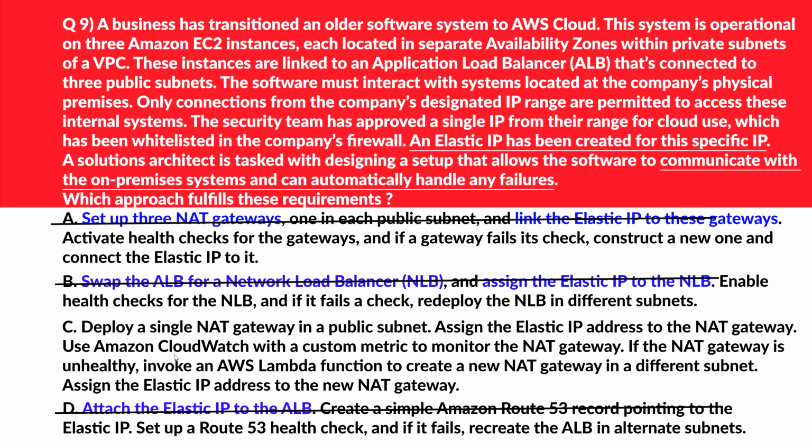Additionally, if you look, using CloudWatch with a custom metric to monitor the NAT gateway's health ensures that any failure can be detected and mitigated automatically. If the NAT gateway becomes unhealthy, an AWS Lambda function can be invoked to create a NAT gateway in a different subnet and reassign the elastic IP address, ensuring high availability and automatic failure mitigation. That's what is required. We'll lock option C as the correct answer.